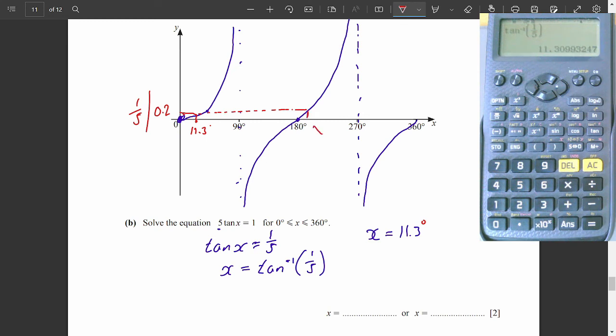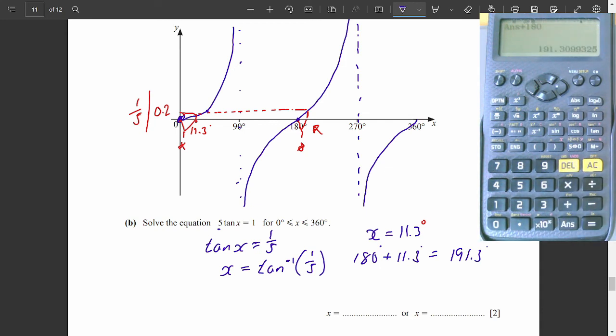Will be there somewhere just above 180. Okay, this graph is symmetrical. So it means this distance here between 0 degrees and 11.3 is going to be the same distance between here, 180 and where our answer lies. So to find the other angle, all we need to do is 180 plus 11.3, which gives us 191.3. Okay, we're going to calculate it.